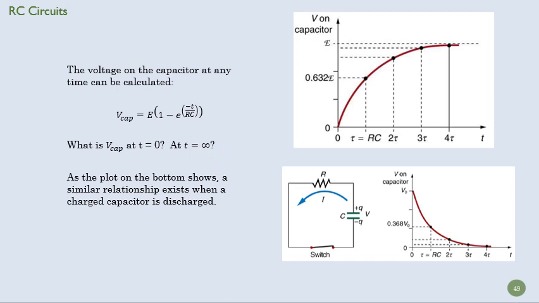If this is negative, if I let this charge for a long time, this becomes very large. E to the negative infinity is 0. 1 minus 0 is 1, and then it becomes the full EMF. So you can see how that equation works. Now we can do the same thing. If we fully charged it, and then we took the battery out and wanted to let it discharge, we'd see the same kind of curve, just flipped on its head.